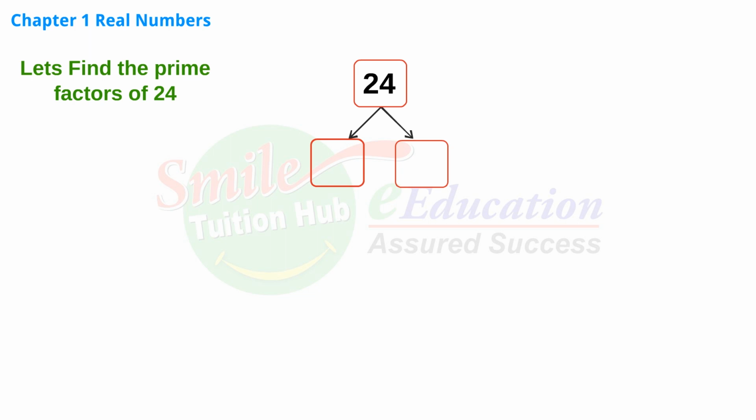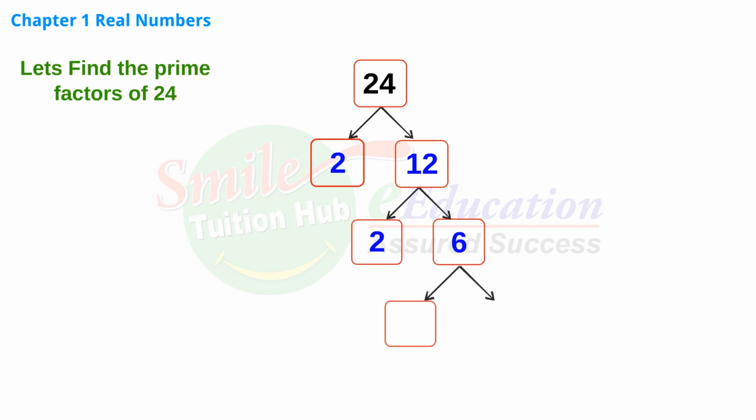So we will divide 24 by 2. By dividing 24 by 2, you know that we will get 12 as quotient. So we will write 12 in the right side box and 2 on the left side box. Now the same procedure has to be done on number 12. So we will divide 12 by 2 and we will get 6 as quotient. So we will write 6 on the right side box and 2 on the left side box.